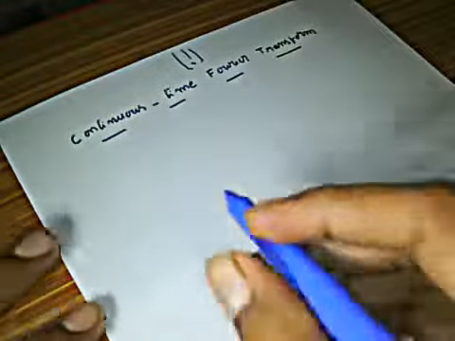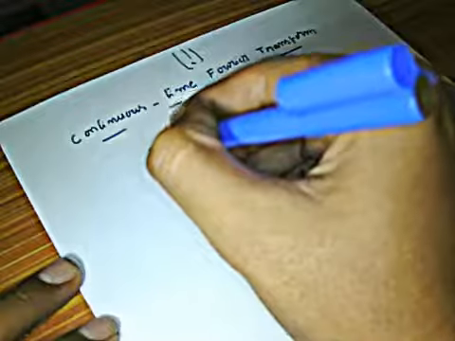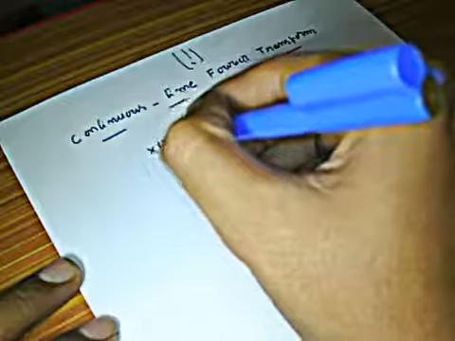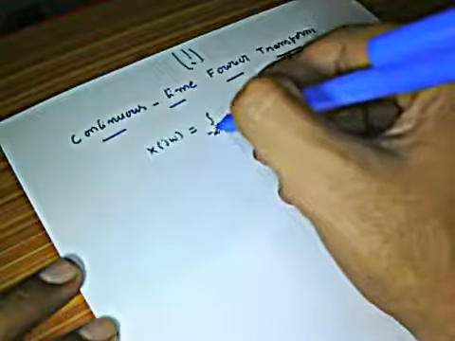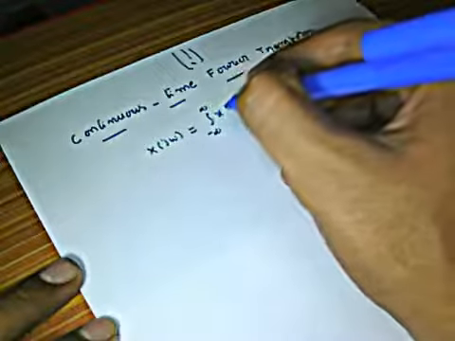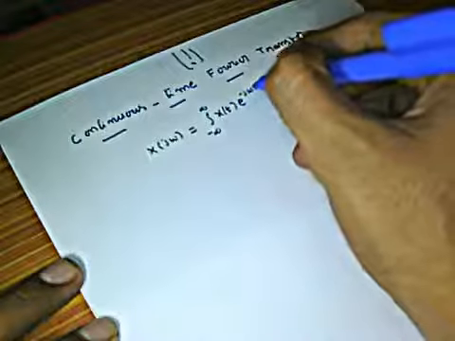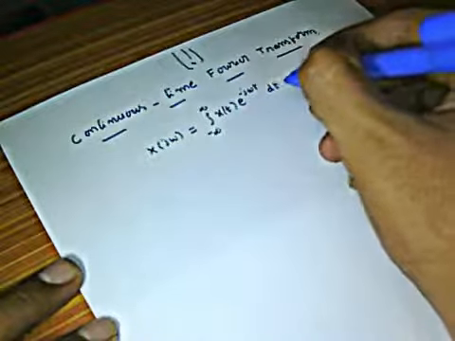Okay, so for a continuous time signal x of t, a continuous time Fourier transform x of j omega is defined as integral from minus infinity to infinity x of t times e power minus j omega t dt.